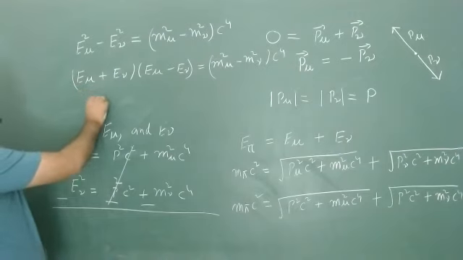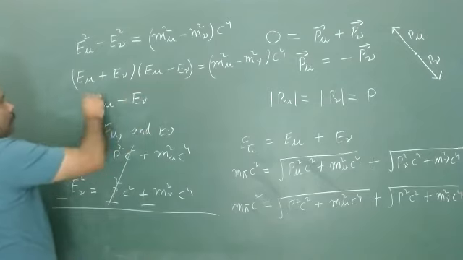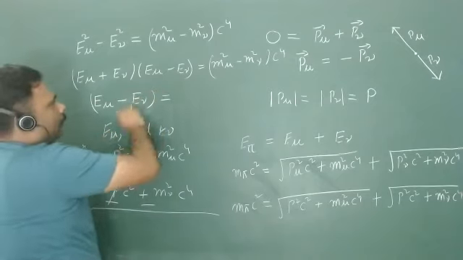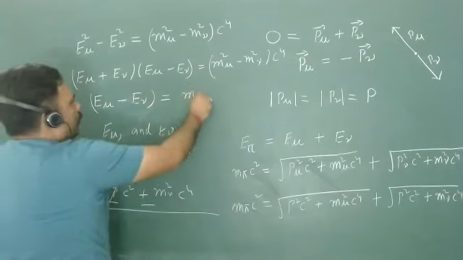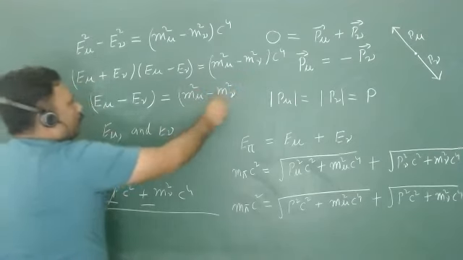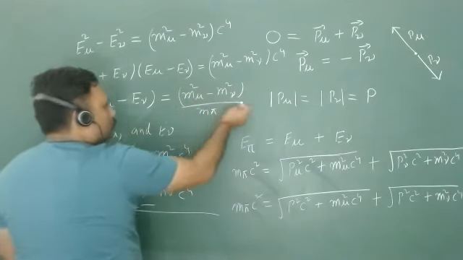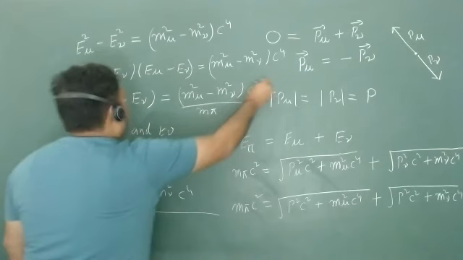So I can get the value E_μ − E_ν, and that value is (m_μ² − m_ν²) by mπc², and c² is cancelled, and we are getting this one.